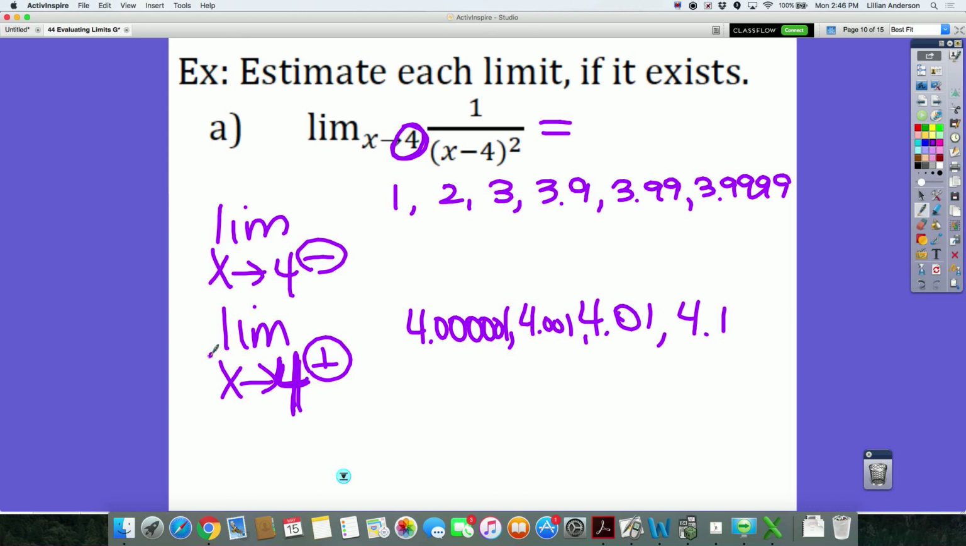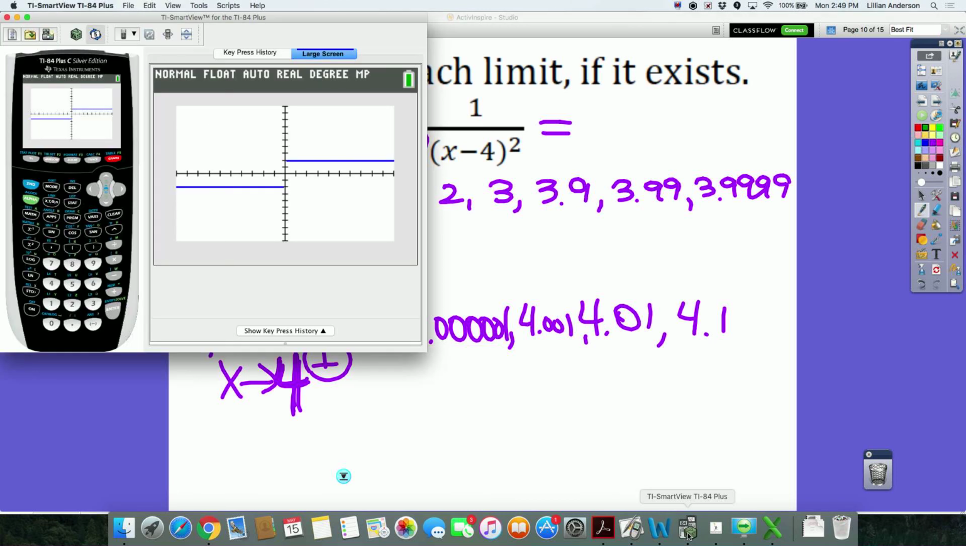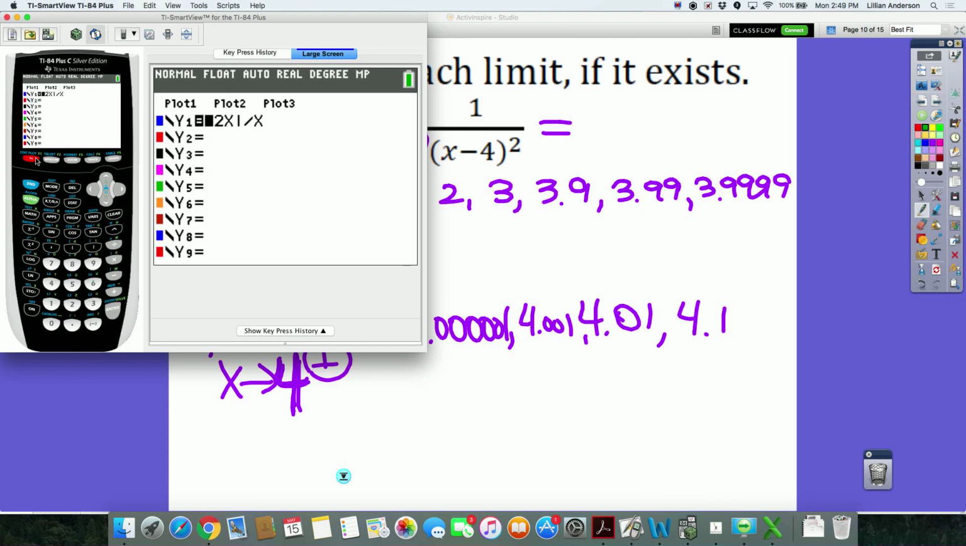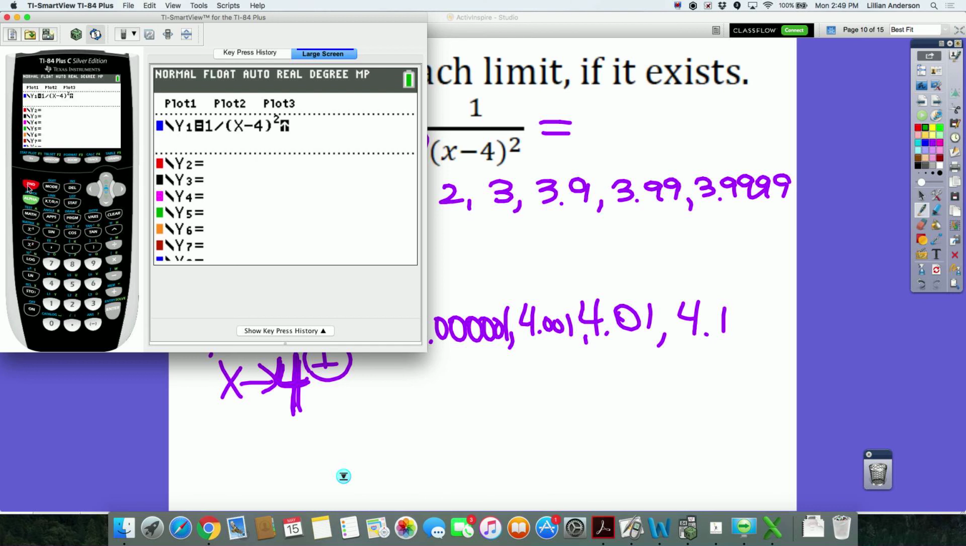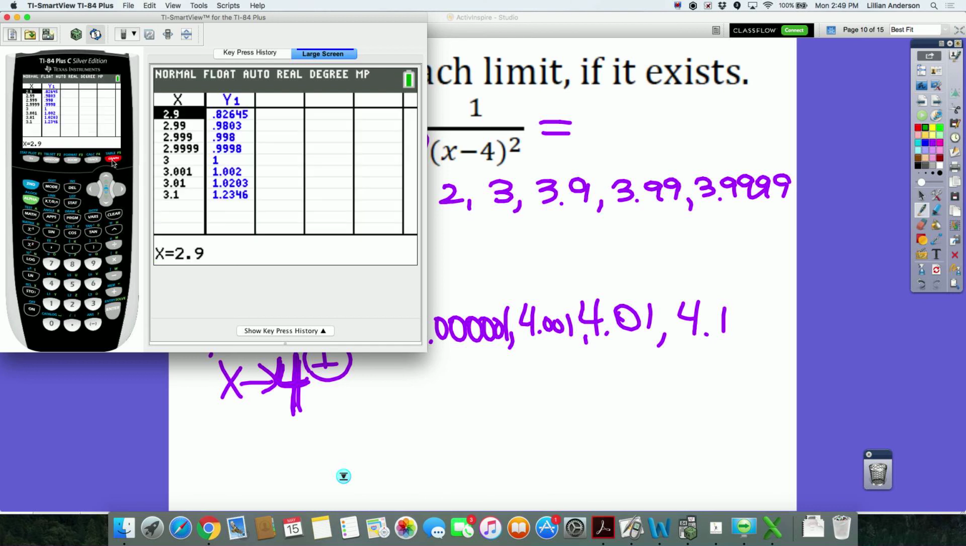Okay? So when you plug this into your calculator, it's just like what we were doing for the other examples. When I go to my table, I want a number that's getting closer to 4. So instead of using 2.9, I'm going to use 3.9 or 3.99. That's 100. That's 10,000.